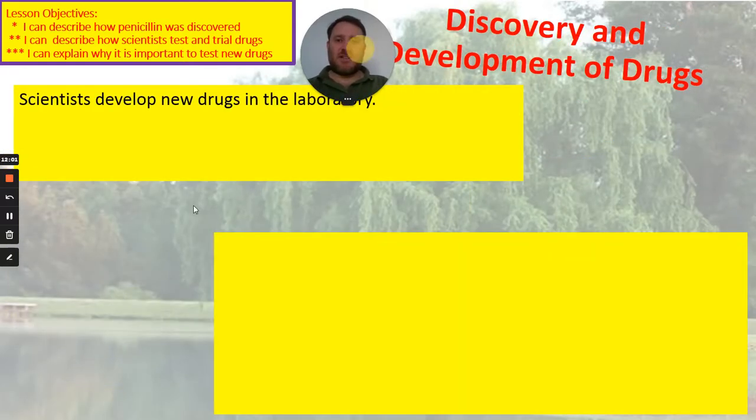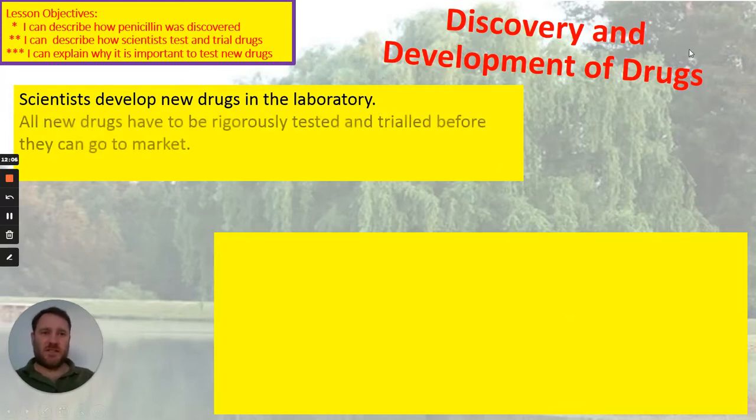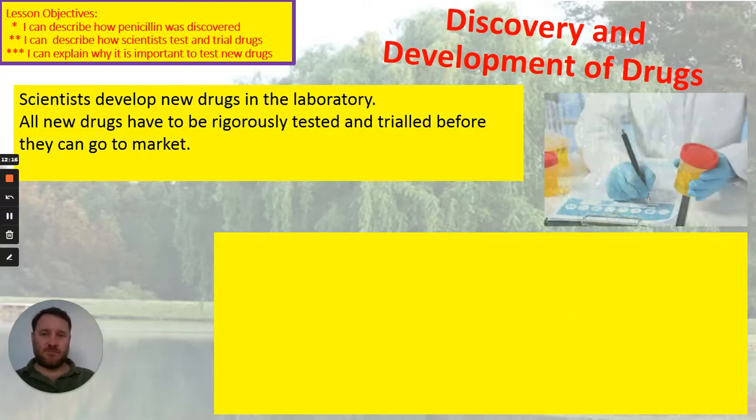So scientists can develop new drugs in a lab, and laboratories, it just means lab, doesn't it? And all new drugs need to be rigorously tested and trialled before they go to market. In fact, now we test and trial those drugs much more than we used to in the 1970s or 80s. So there's a picture of somebody doing just that.